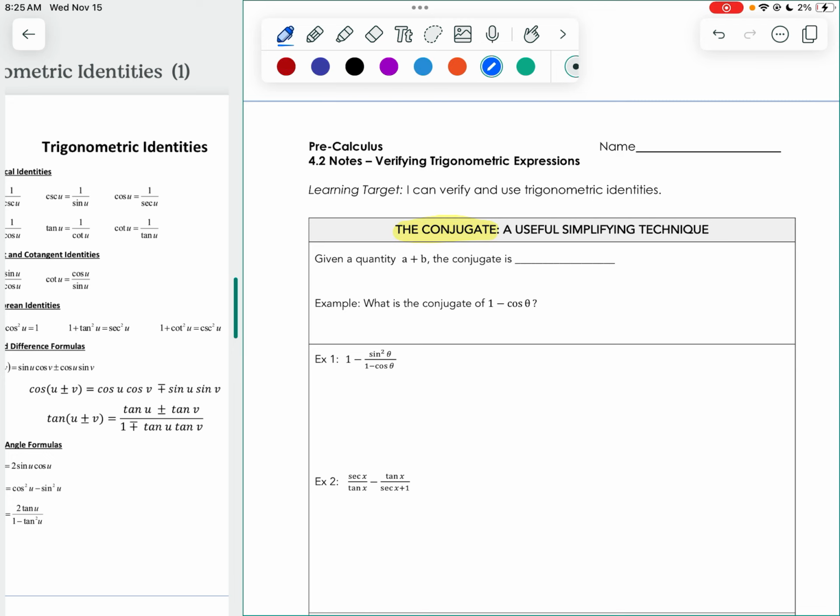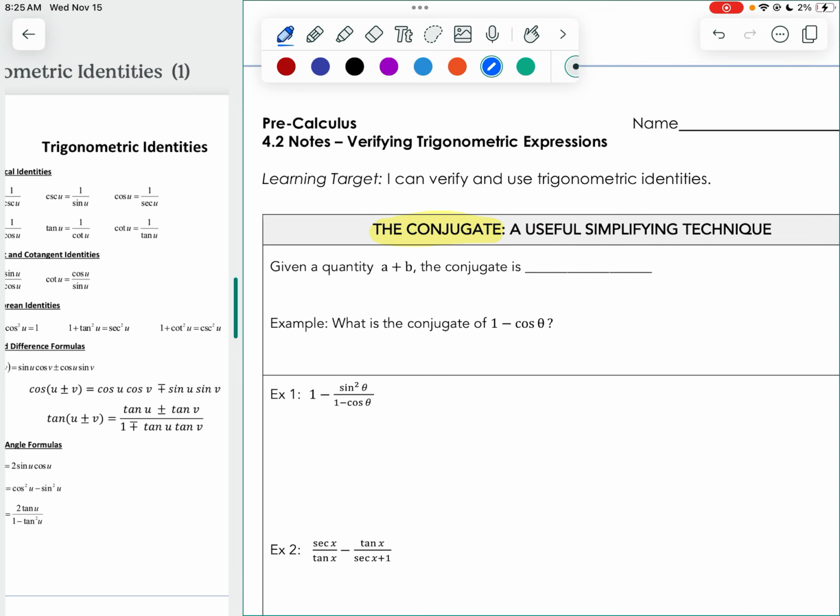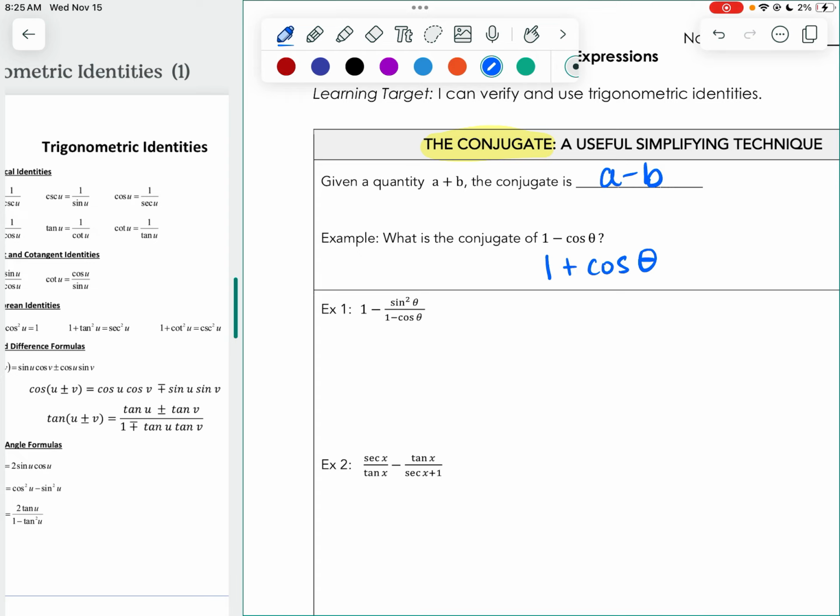So we've talked about conjugates before. Given a quantity a plus b, the conjugate is a minus b. So example, what's the conjugate of 1 minus cosine? It's 1 plus cosine. Okay, so when I look at example 1, this would be asking me just to simplify.